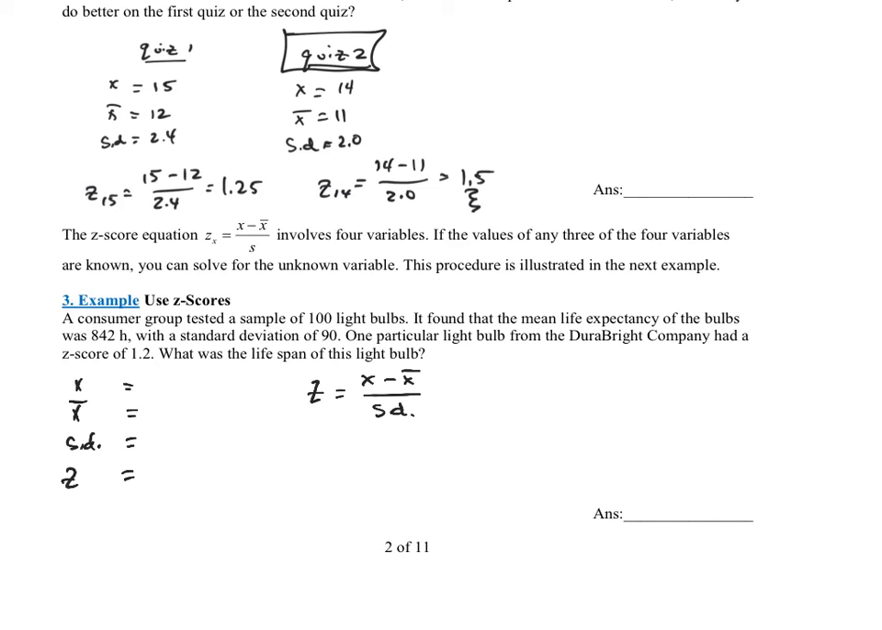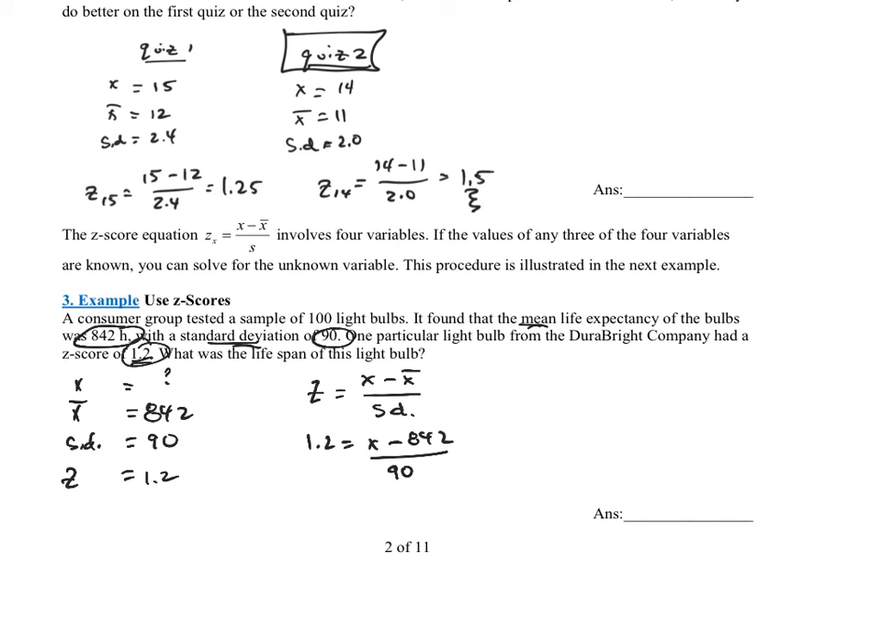So let's read this. It says the mean life expectancy was 842 hours, so the mean is 842. It says our standard deviation was 90. And then it says the z-score was 1.2. And it says, what is the lifespan of the bulb? In other words, it wants us to solve for x. So let's plug this in. The z-score is 1.2, so we have 1.2 equals the data we don't know, so x, minus the mean, which we said was 842, divided by the standard deviation, which was 90.